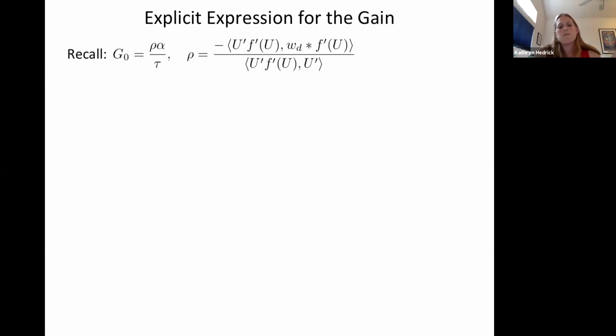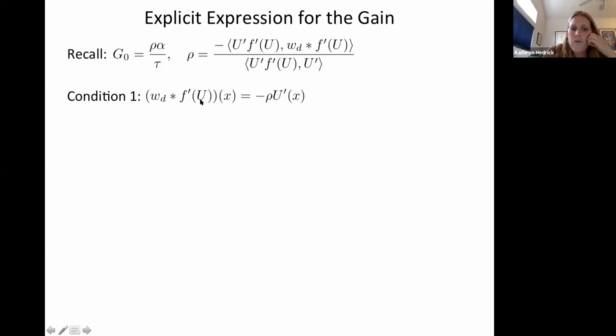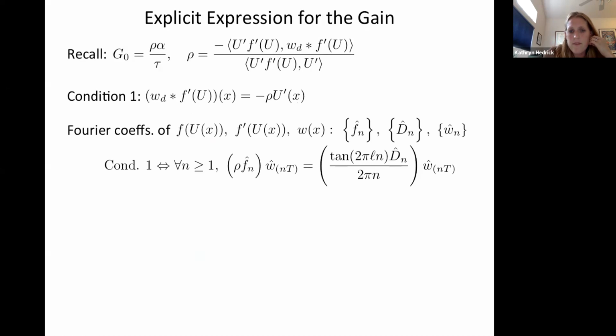Okay, so what is an explicit expression for the gain? In other words, how does the gain depend on the model parameters? We found that we could simplify this under the condition that WD convolved with f prime of u is proportional to u prime. And looking at this expression, you'll see that minus rho will be that constant of proportionality. To determine when this condition holds, we did some Fourier analysis and found that the condition holds if and only if this expression holds for all n greater than or equal to 1.